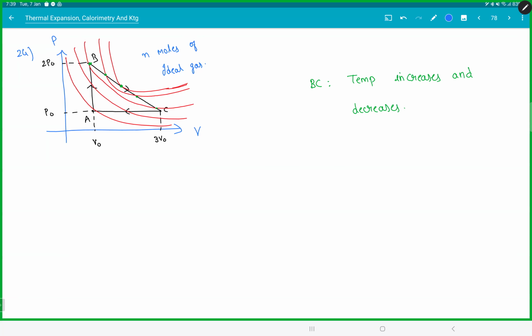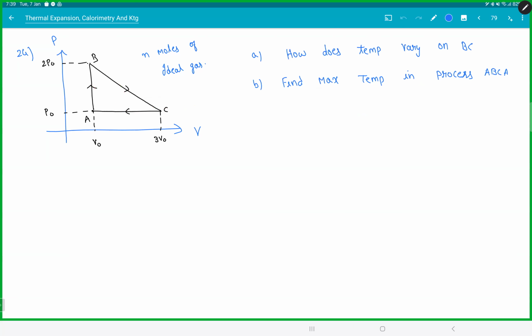Did you do maximum minima? Maximum minima करना पड़ेगा. I'll give you a hint. Can you find the equation of the line BC? That will give you the relation between pressure and volume. Then I know PV is equal to nRT. Right, Vihan, we got it.